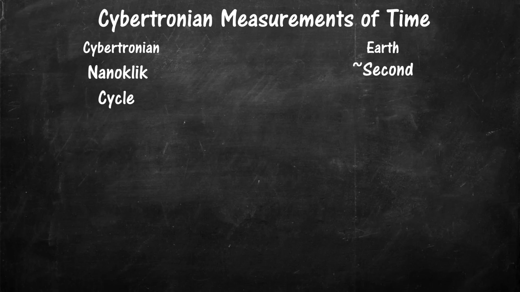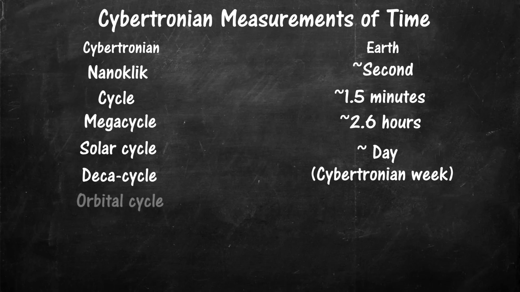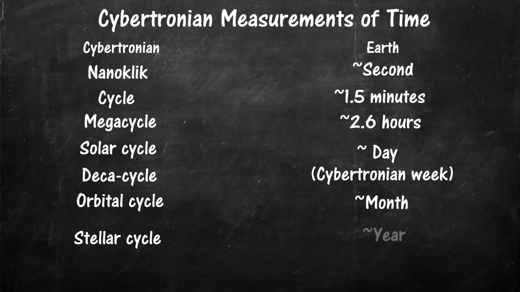A cycle is 100 nanoclicks, so about 1.5 minutes, while a megacycle is 100 cycles, or 2.6 hours. A solar cycle is 10 megacycles, and is about a day. A decacycle is 10 stellar cycles, while an orbital cycle is 32 solar cycles, which is about a month. A stellar cycle, which this timeline is going to be measured in, is 320 solar cycles, which is about a year. Now that we have our units of time, let's get into the timeline.